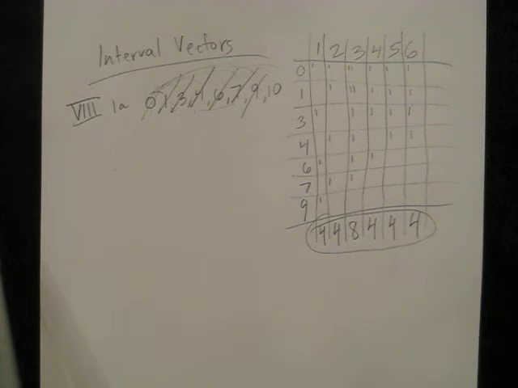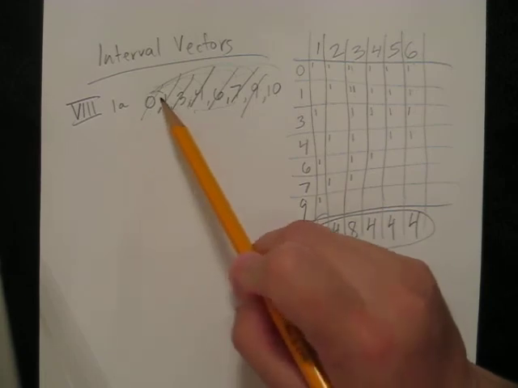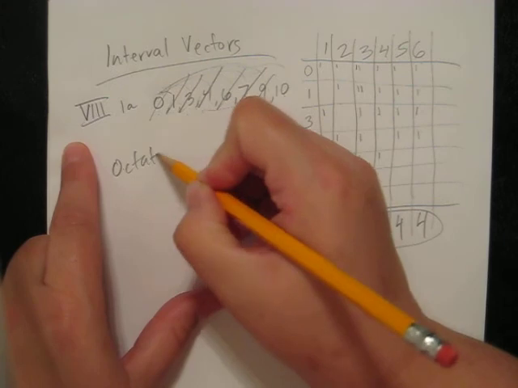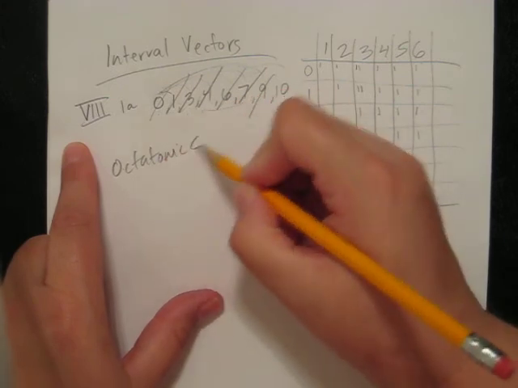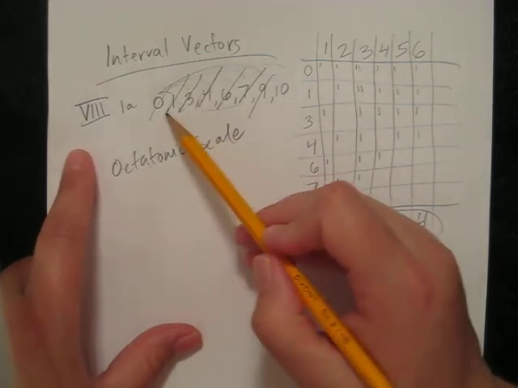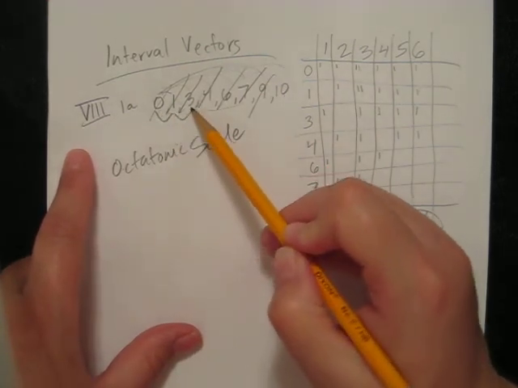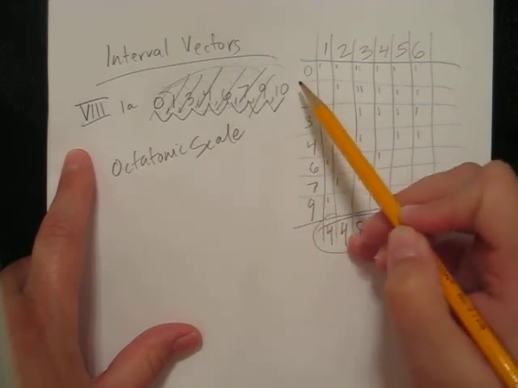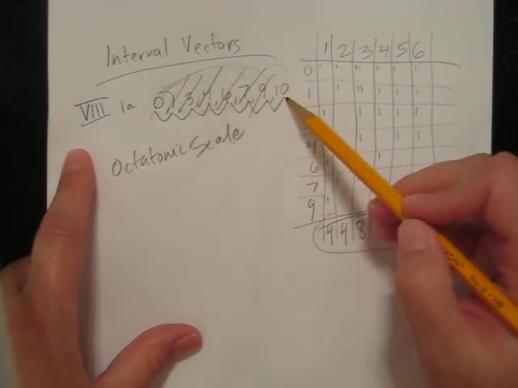So my guess is going to be that this is an octatonic scale. By looking at 0 to 1, I'm just guessing that we have an octatonic scale. It's a really interesting collection of pitches because it goes half step, whole step, half step, whole step, half step, whole step, half step, and then of course back to 0, which is a whole step.